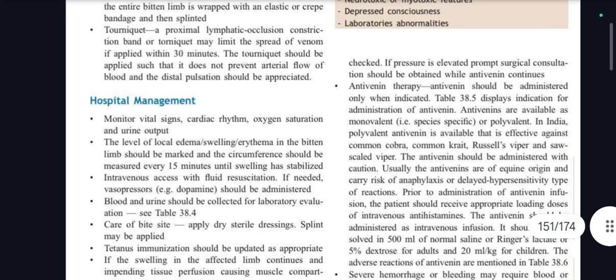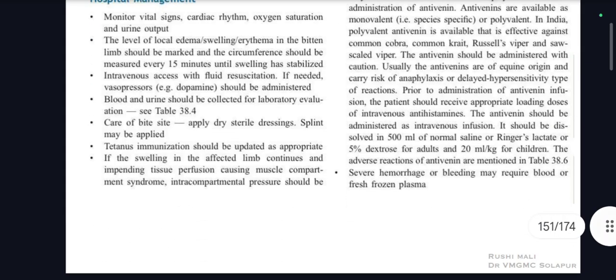And in India, polyvalent antivenom is available that is effective against the common cobra, common krait, Russell's viper and saw-scaled viper. So we have polyvalent antivenom. Usually the antivenoms are of equine origin and carry risk of anaphylaxis or delayed hypersensitivity type of reactions. Prior to administration of antivenom infusion, the patient should receive appropriate loading doses of IV antihistamines. The antivenom should be administered as IV infusion. It should be dissolved in 500 ml of normal saline or Ringer's lactate or 5% dextrose for adults and 20 ml per kg for children.